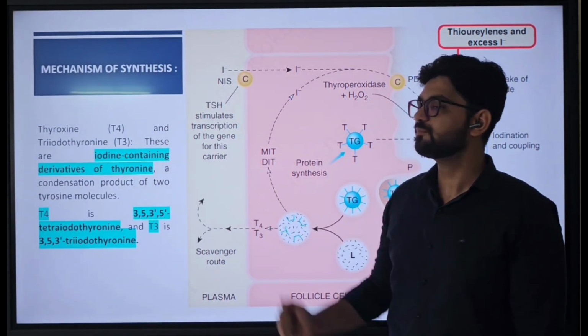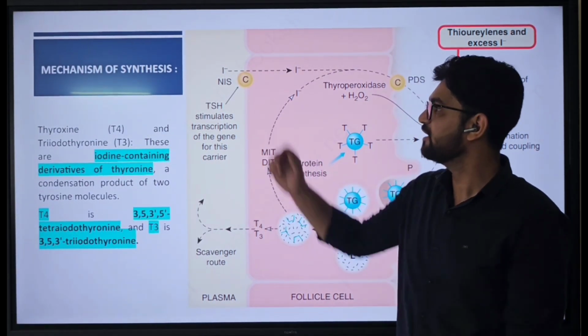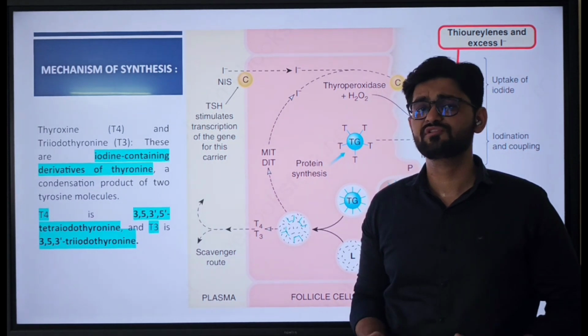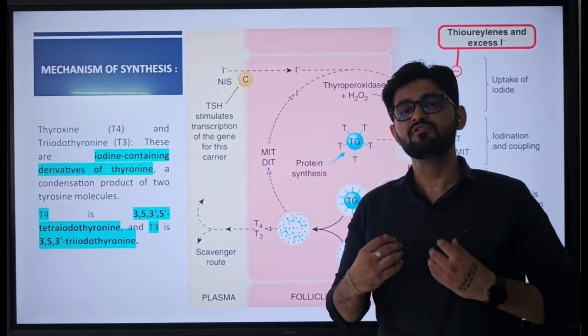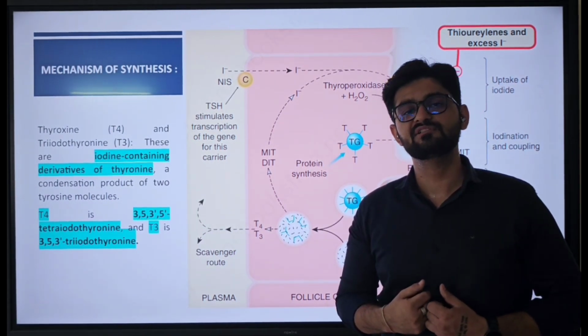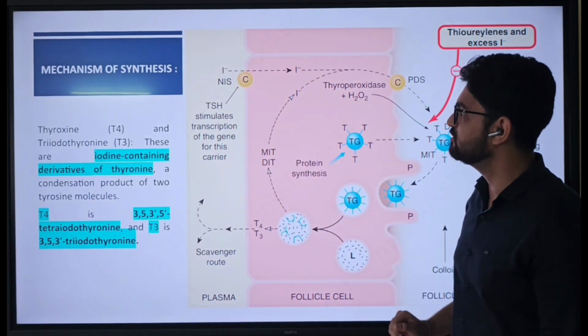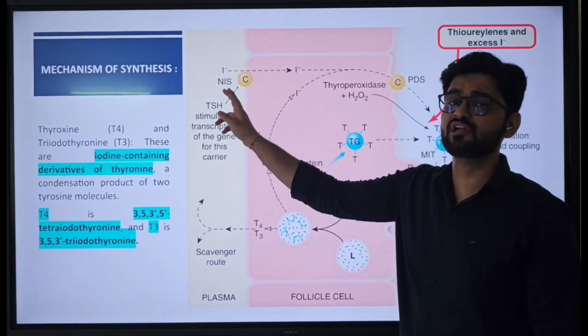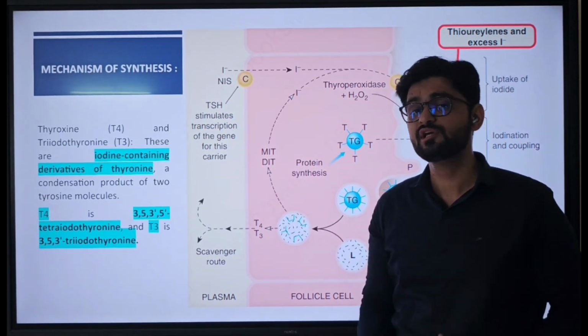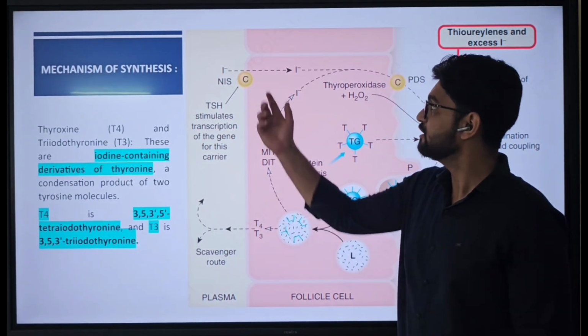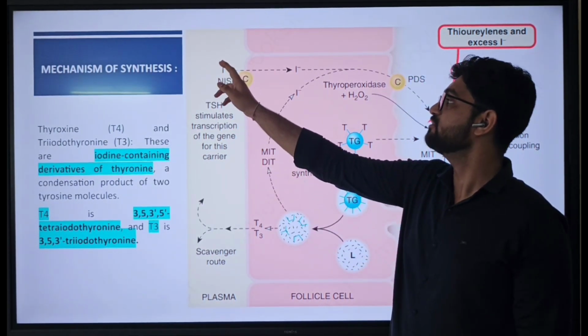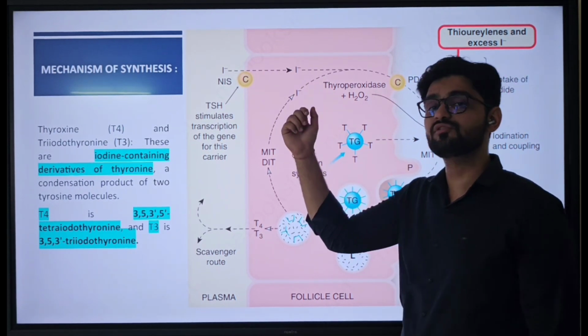So in the plasma, the iodide concentration takes place in a process where the concentrated iodine is maintained in the follicle cells. Now, there is a co-transporter known as NIS, the sodium iodide symporter, which comes into play. This iodine gets entrapped into the follicular cells.